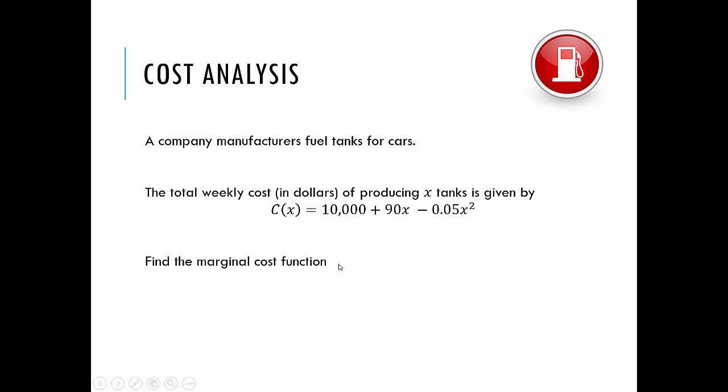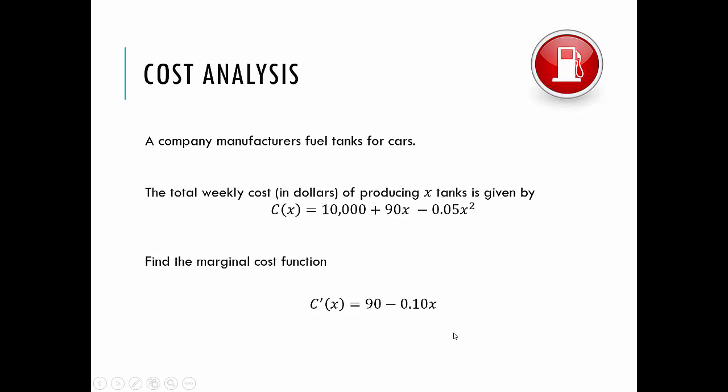Well, I take the derivative. So how do I take the derivative? We just learned from the last lecture that we can do shortcuts. The derivative of 10,000 would be 0, because that's a constant. The derivative of 90x would be 90. And then the derivative of minus 0.05x squared: I keep my negative, I bring the 2 down, 2 times 0.05 is 0.10, and I subtract 1 from my exponent, so that's why this becomes x now.